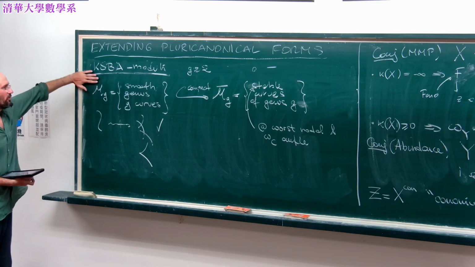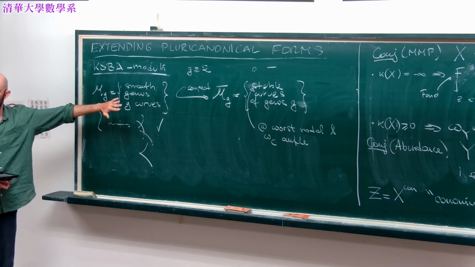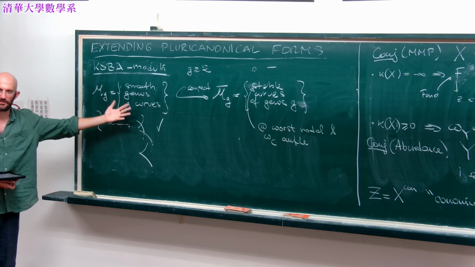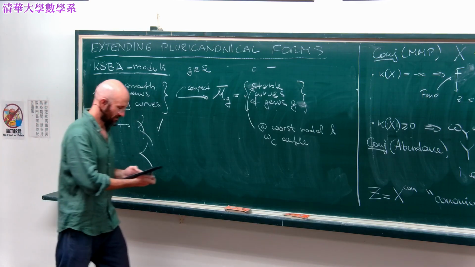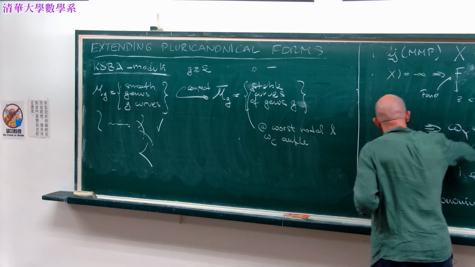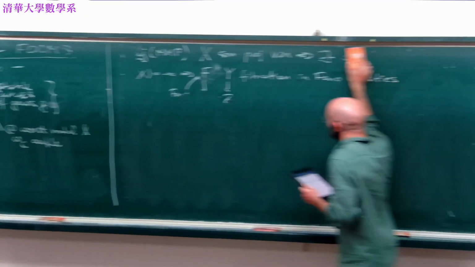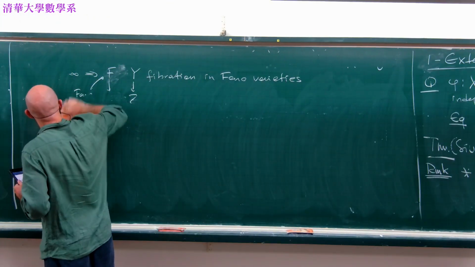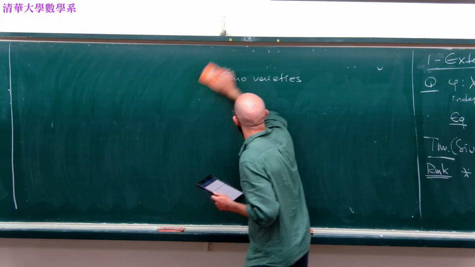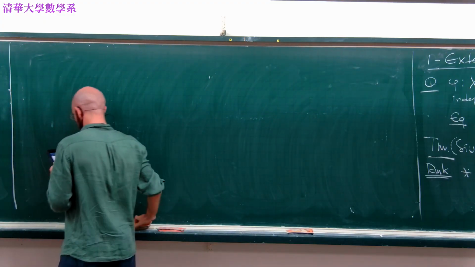Now, KSBA moduli aims to generalize this picture to higher dimension. Okay, so replacing curves with higher dimensional varieties. I mean, now it's a completely worked out theory, but it took some good 40 years in order to understand what the right generalization is.